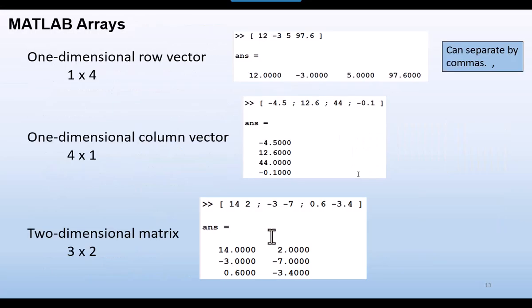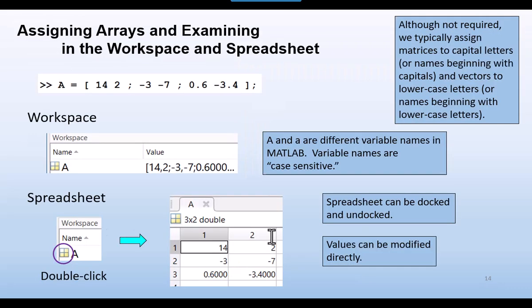So this is just a review of the operations that we went through to show how to create a row vector, a column vector, a 2 by 2 matrix, in this case 3 by 2, and then how we can assign that to a variable name, and then we can use our workspace and the spreadsheet button to take a look at those values and how they're laid out.